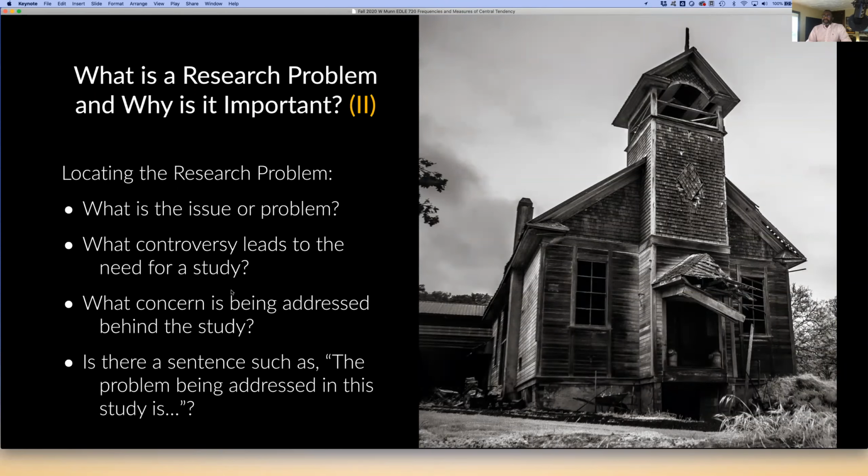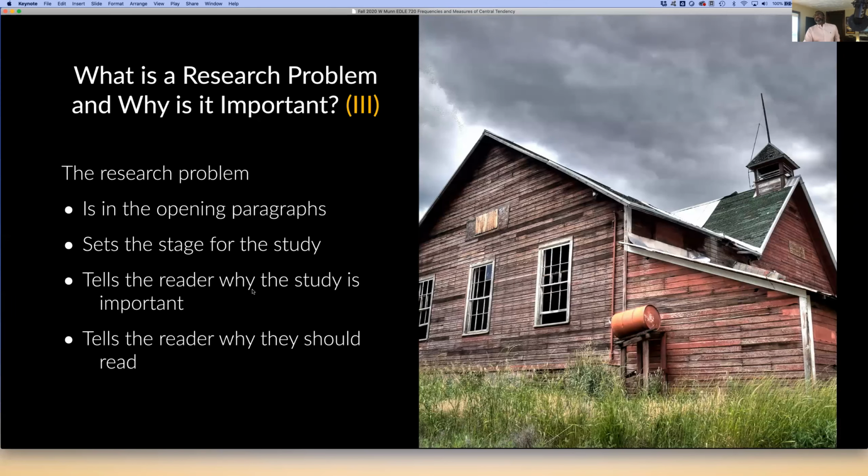What is locating the research problem? What is the issue or the problem? What is the controversy that leads to the need for a study? What is the concern being addressed behind the study? And is there a sentence such as, the problem being addressed in this study is? And this generally comes in your chapter 1 of your dissertation that sort of frames where your study is going to be going, what it's going to actually address.